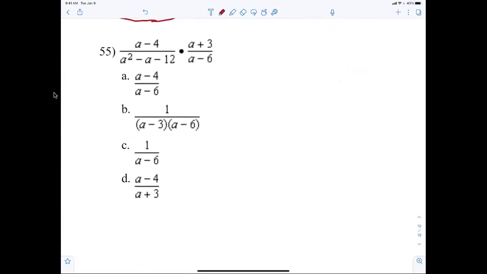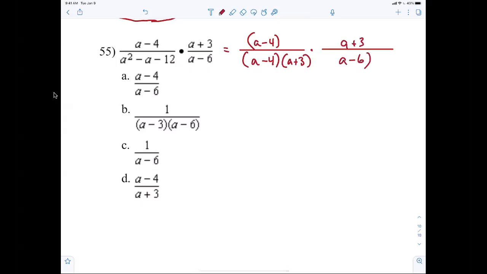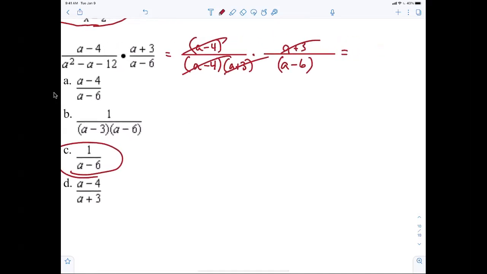All right, now 55, we have to factor the denominator. x plus 2, x minus 2. Oh, wait, no. Yeah, it's a and a, and then negative 4 next for 5. The negative 4's cancel, and the positive 3's cancel. So then it's just a minus 2. 1 over a minus 2. Remember, because everything canceled from the top.